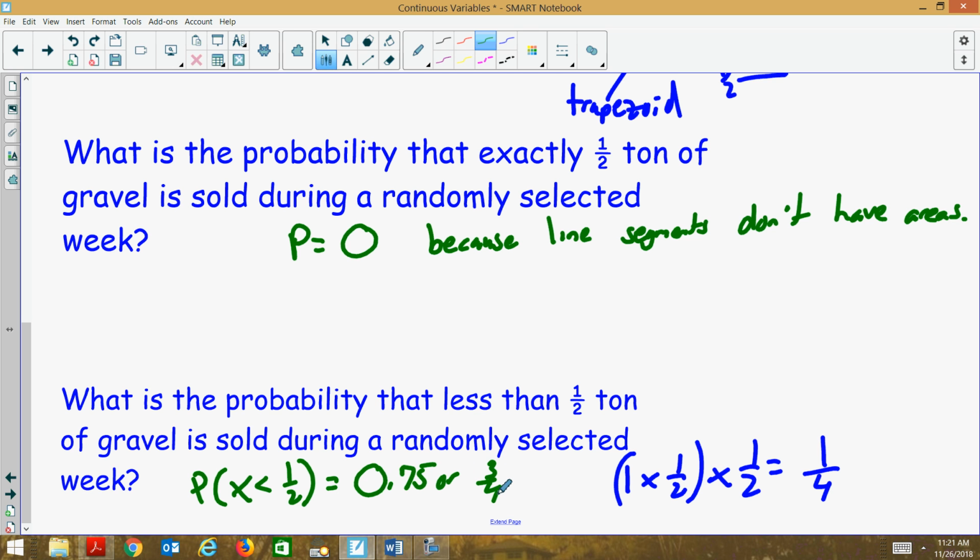Okay, so again, the idea is that we are using the area under the curve in order to figure out the probability of a given interval. We only do problems with less than, greater than, at most, or at least. We do not do problems with exactly for continuous variables.